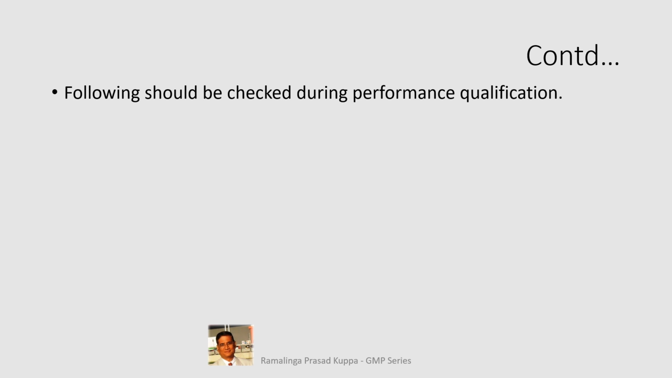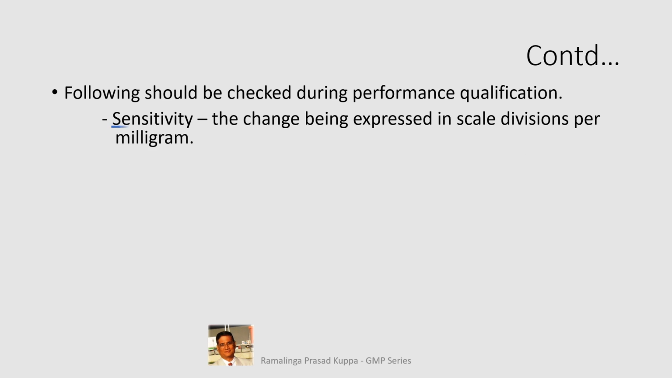The following should be checked during performance qualification. Sensitivity, the change being expressed in scale divisions per milligram. Sensitivity is the change in the display value from 0 divided by the load on the balance. For example, if 1.00 gram is considered as load, the display value should also show 1.000. Allowed tolerance is not more than 0.05%. That means the value should be between 0.9995 and 1.0005.